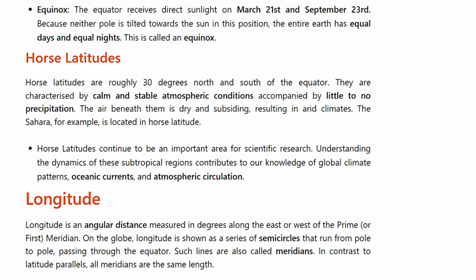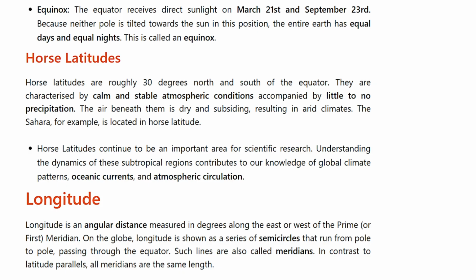Equinox. The equator receives direct sunlight on March 21st and September 23rd because neither pole is tilted towards the sun. In this position, the entire Earth has equal days and equal nights. This is called an equinox.